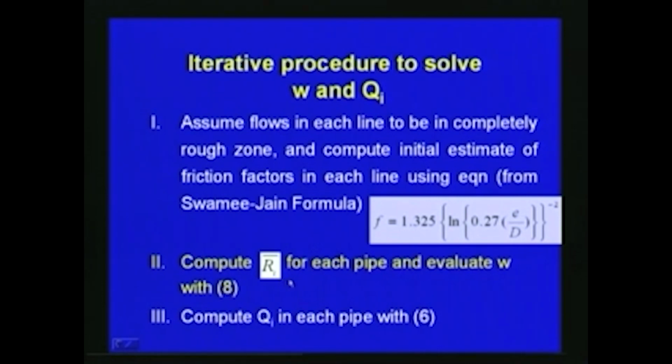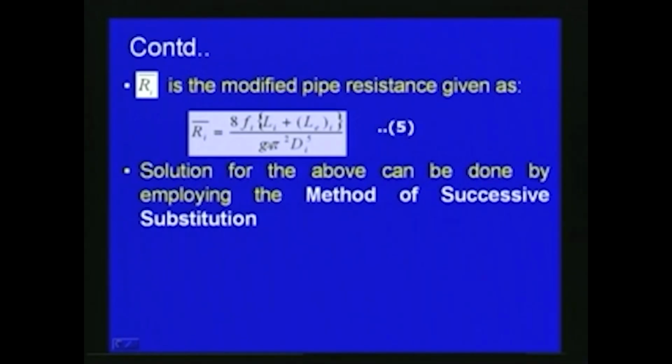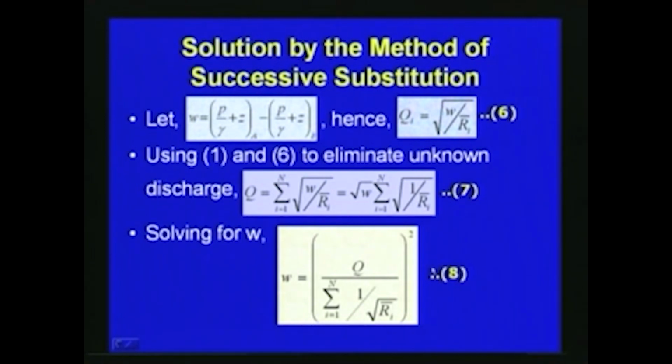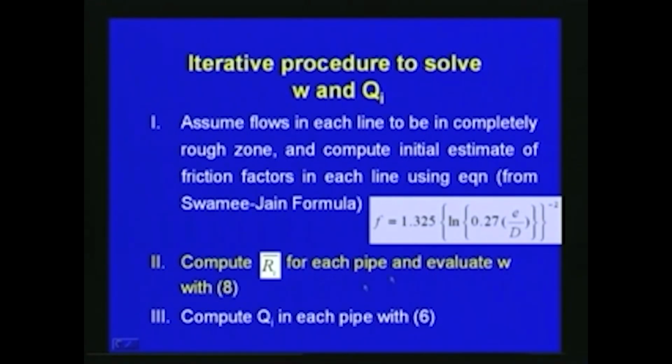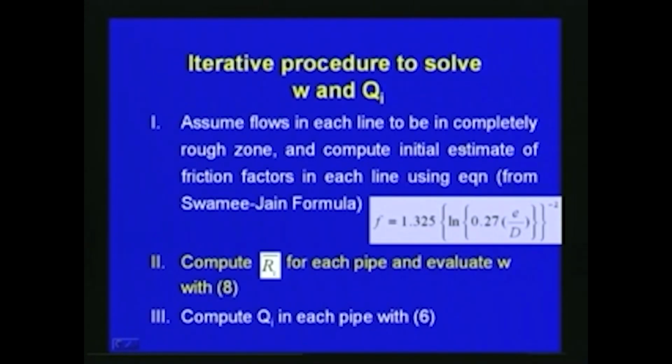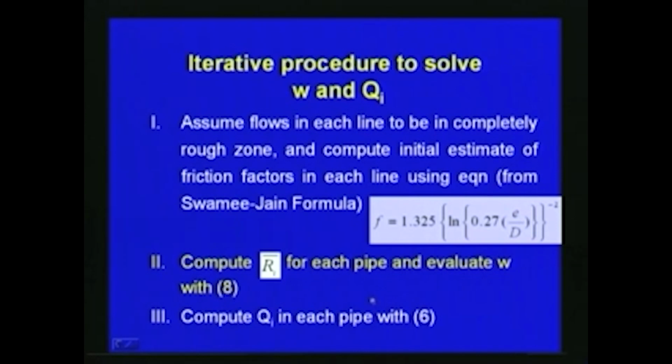Then the second step is to compute Ri bar, that means the equivalent resistance as given here for each pipe, and evaluate W by using this equation, equation 8. Then compute Qi in each pipe by using equation number 6. So, we use an iterative procedure: we assume flows in each line to be in the completely rough zone, then use the Swamee and Jain formula to get f, compute Ri bar, evaluate W, and finally compute Qi in each pipe by using equation number 6.